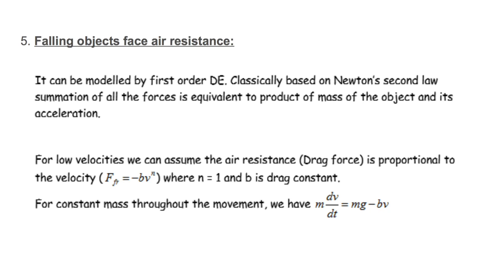The fifth application is that falling objects face air resistance. This can be modeled by a first-order differential equation. Classically, based on Newton's second law, the summation of all the forces is equivalent to the product of the mass of the object and its acceleration. For low velocities, we can assume that the air resistance or drag force is proportional to the velocity, where n equals 1, and b is the drag constant. The relation is F equal to negative b times v to the power of n. So, by applying Newton's second law, for constant mass, we have m times dv over dt equal to mg minus bv.